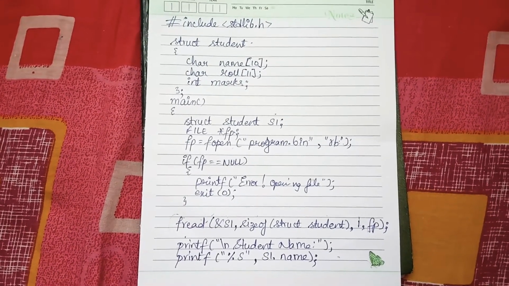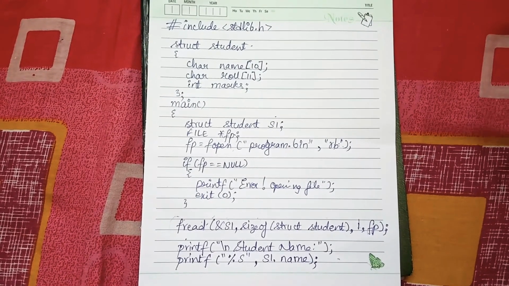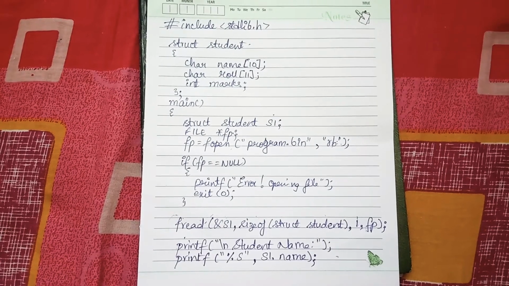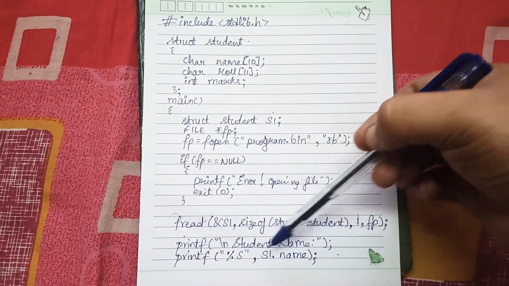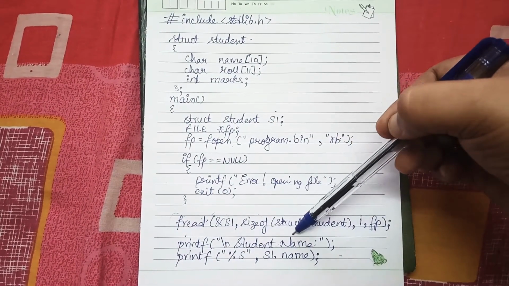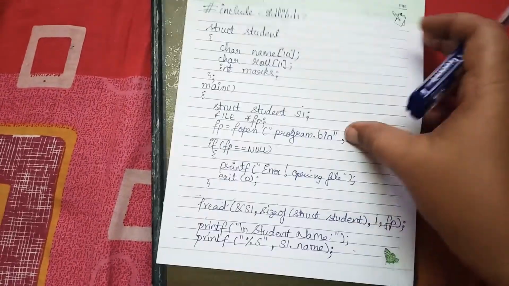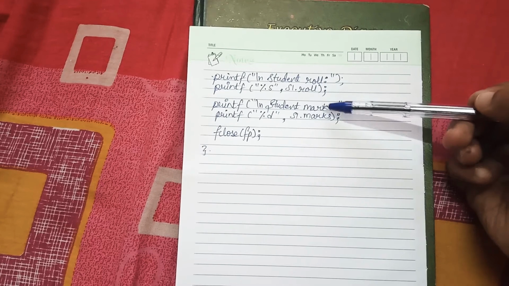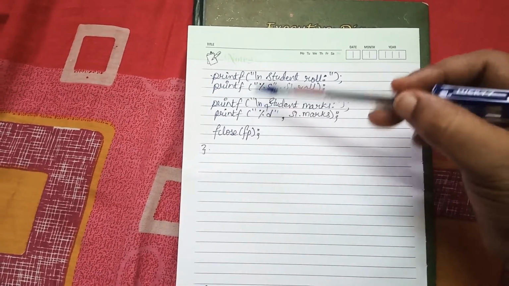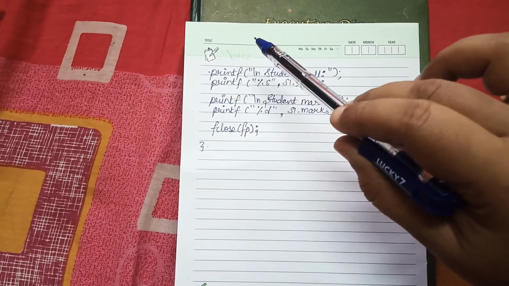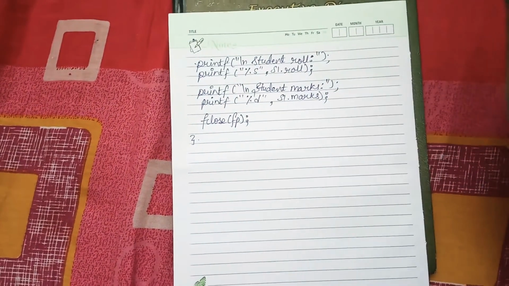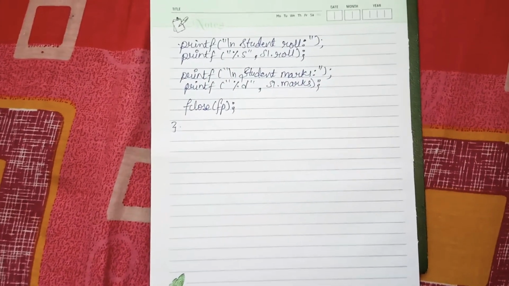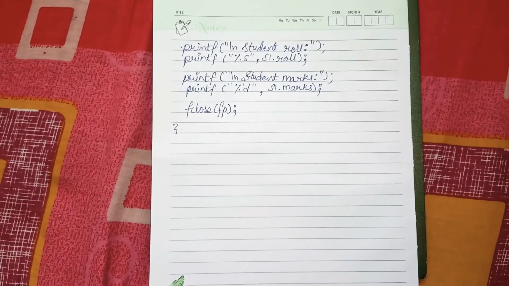Now what is the task we have to do? We have to print each and every data. How is the data retrieved? s1.name, s1.rollnumber, s1.marks. So I will print all those data: student name s1.name, roll number s1.rollnumber, marks s1.marks. So I'll print all the data and close the file. So this is the way we are going to read the data from the binary file using the fread function.